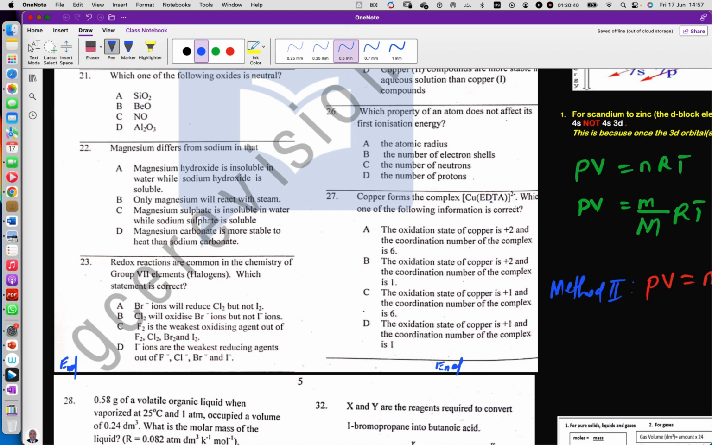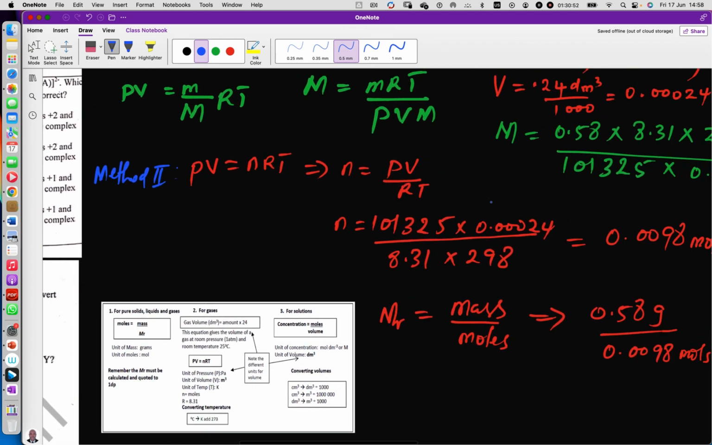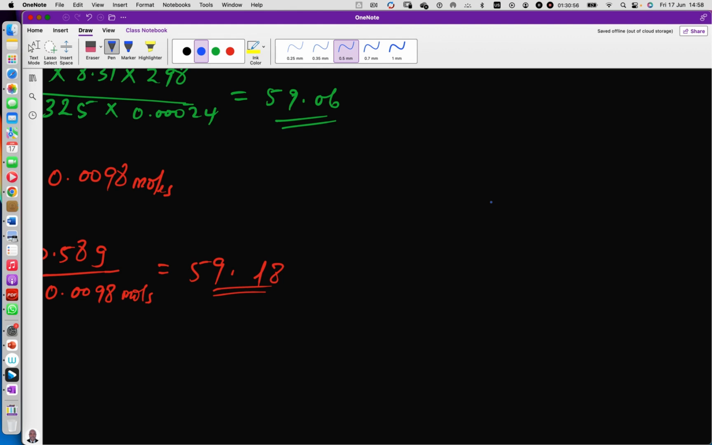The ethylene diamine tetraacetic acid has four carboxylate ions. Let me write it here. EDTA has CH2, CH2, and there's nitrogen. There is a C, a minus, and a COO minus.